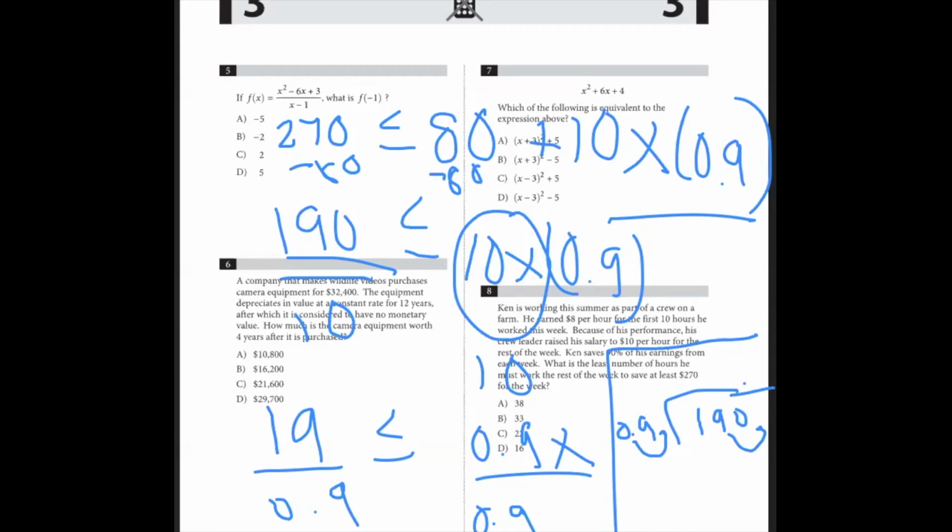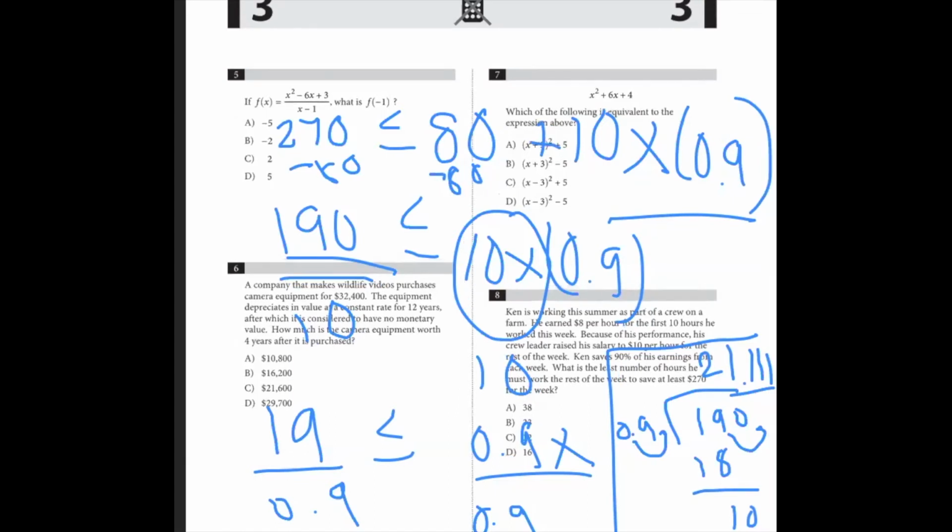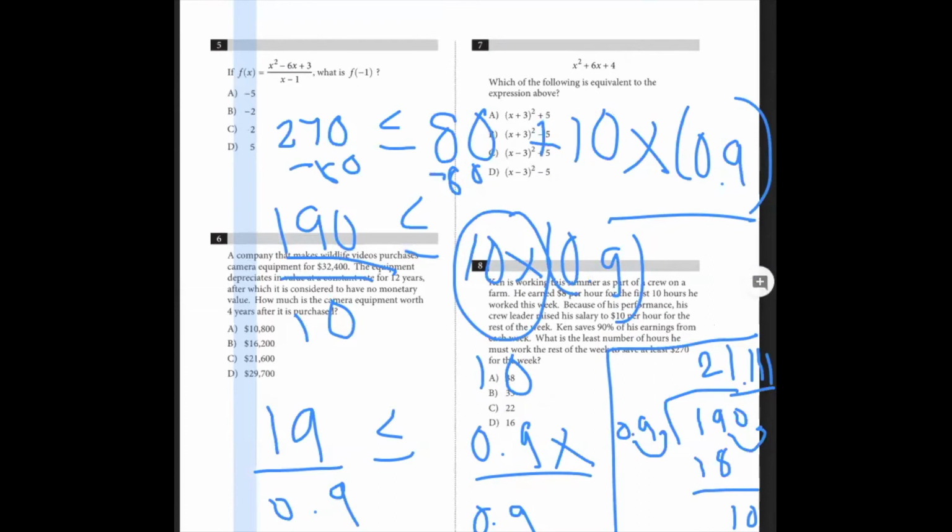So when you do this, you see how many times 9 goes into 19, because it doesn't go into 1. You get 2. You bring down the 1, you have 10. You see how many times it goes in there, 21, 9. It's going to be repeated, 21.111. So that means that he has to work at least 21.111 hours in order to get 90% of his earnings as the 270.